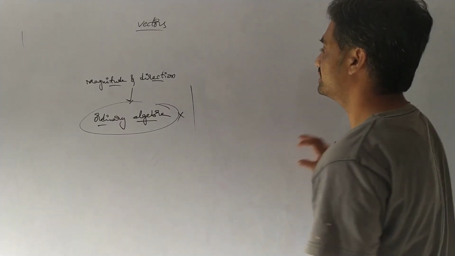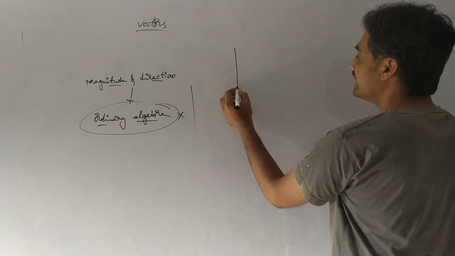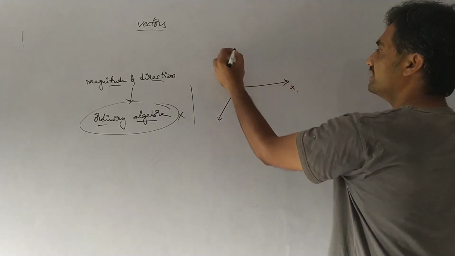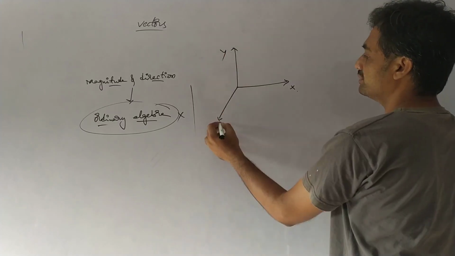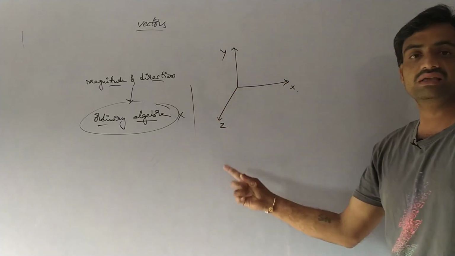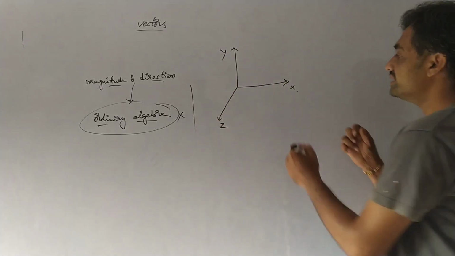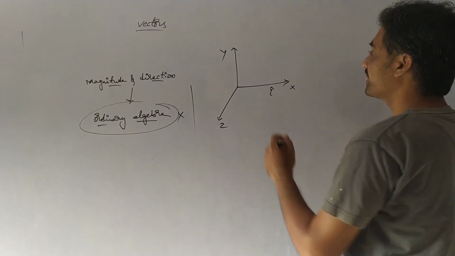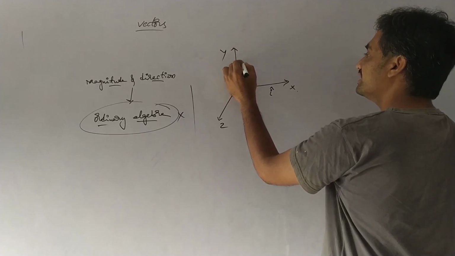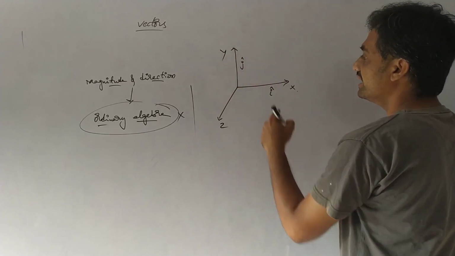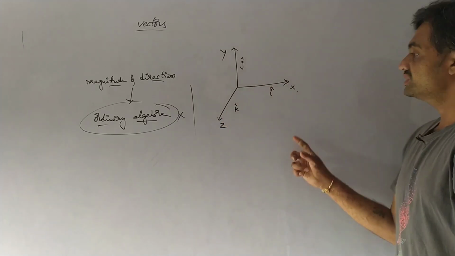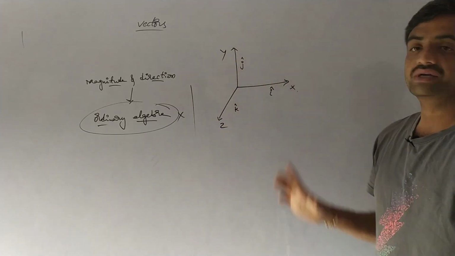In order to discuss this, let us consider the three-dimensional axis. We know that our space is of 3 dimensions and it is represented by x, y and z. Along the x-axis the unit vector is represented by i cap. Along the y-axis the unit vector is represented as j cap. And along the z-axis the unit vector is represented as k cap. In this way we represent this vector quantity.